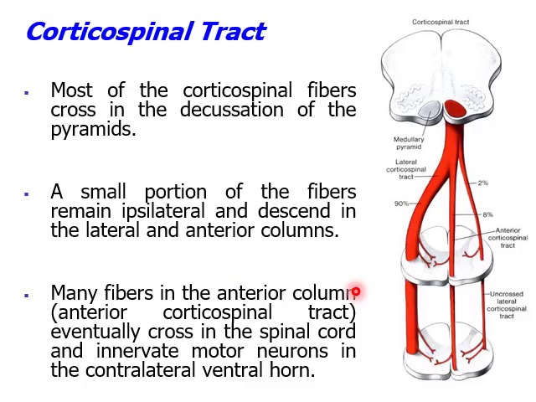Many fibers in the anterior column eventually cross in the spinal cord and innervate motor neurons in the contralateral ventral horn at the level of the spinal segment. As you see, it's here descending at the one side of the spinal cord and then crossing to the other side to innervate the cells present at the ventral horn of the spinal segment. So this is the lateral corticospinal and this is the anterior corticospinal.